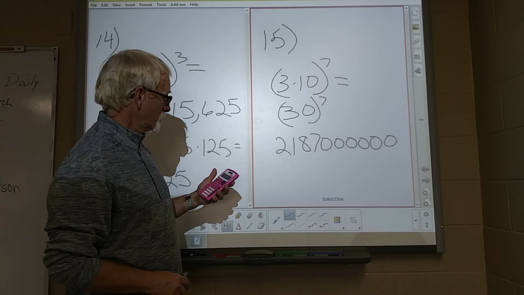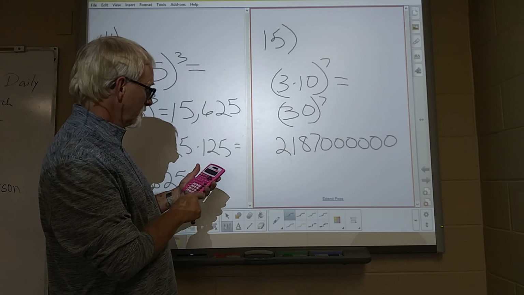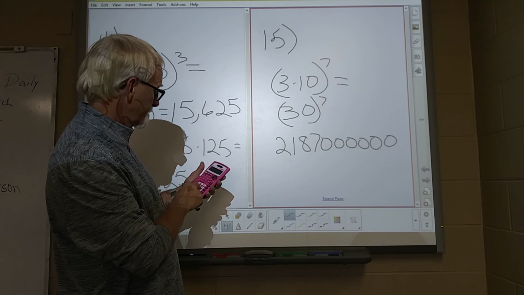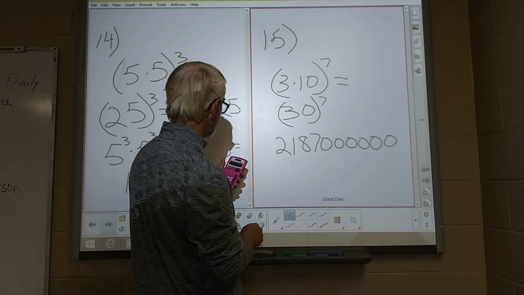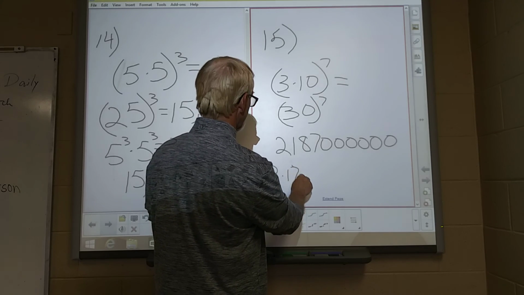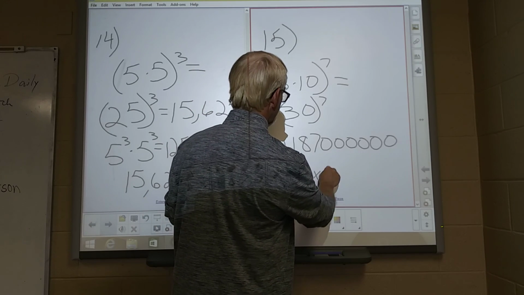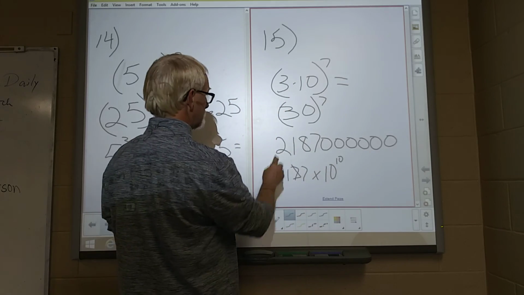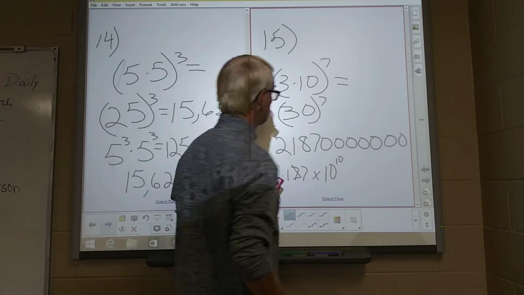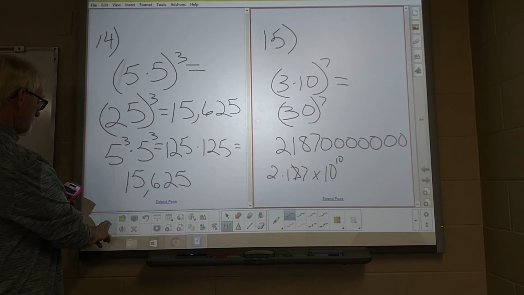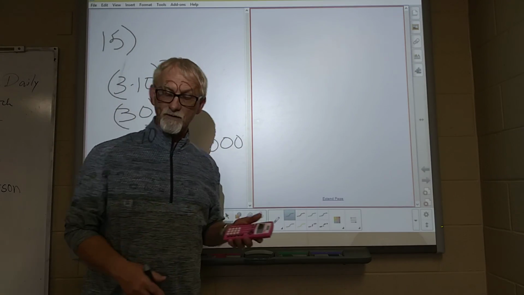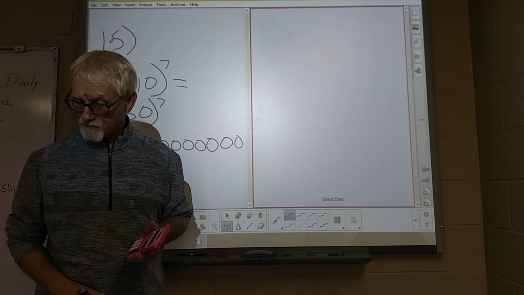Again, 30 raised to the 7th power is 2.187 times 10 to the 10th, or 21,870,000,000. So, kind of interesting how that works out. You can set your calculator to give you all the zeros, or it does it in scientific notation.